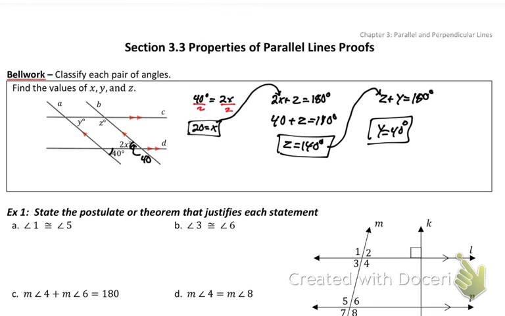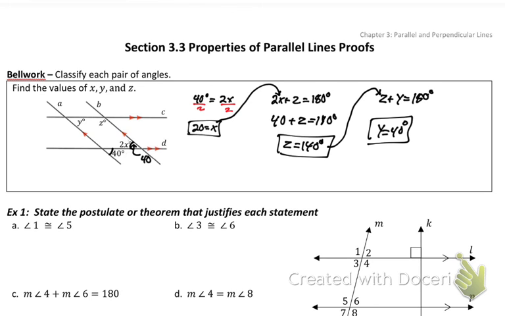Questions on the bell work? Yeah? Do you have to know each way that it could be 40 degrees, or can you just know that it's corresponding? You could have known it as corresponding as well. Perfect. That's great. Yeah, so you could have said 40 and Y are corresponding, so they're 40 degrees. Awesome. Yeah, any one of those, as long as it's valid. You don't just make up some rule.